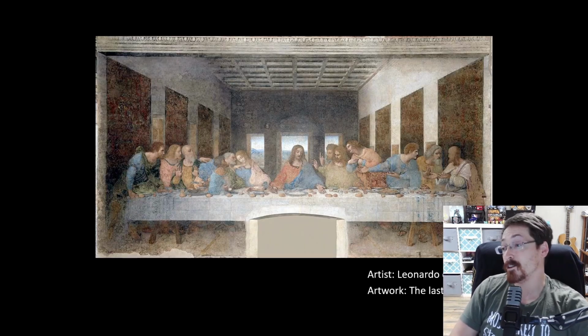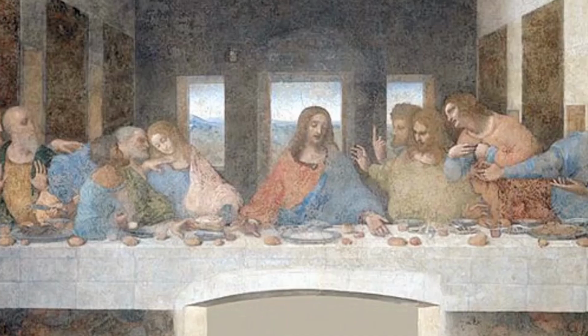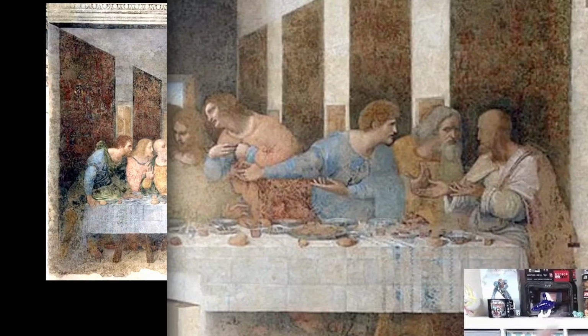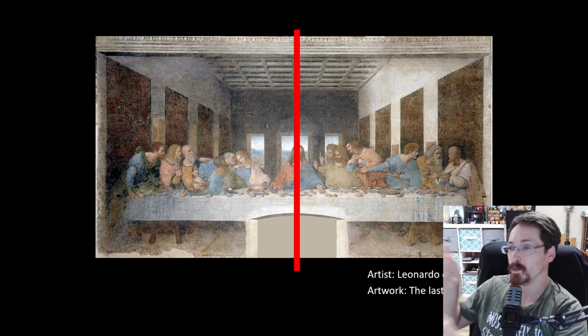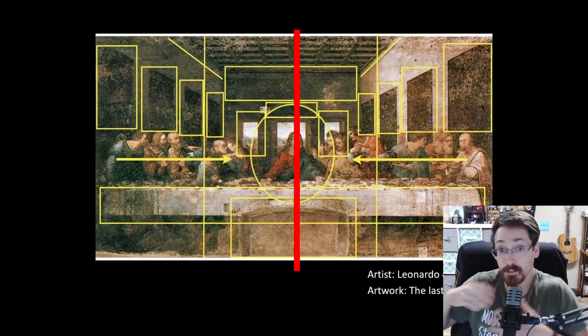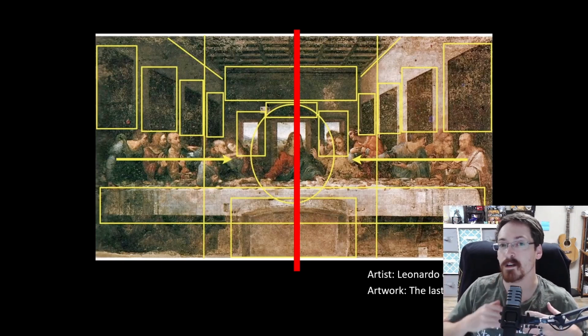If we look at Leonardo da Vinci's Last Supper, you can see that there are different things going on the left-hand side and the right-hand side. However, if you divide a line down the middle and break everything down into its own little section, you can see that while there's different things going on, they're still balanced based on weight.